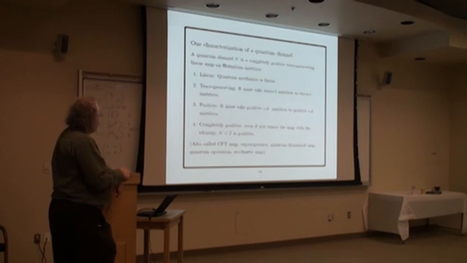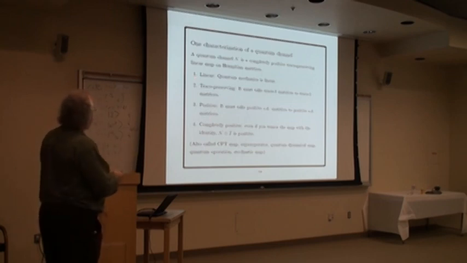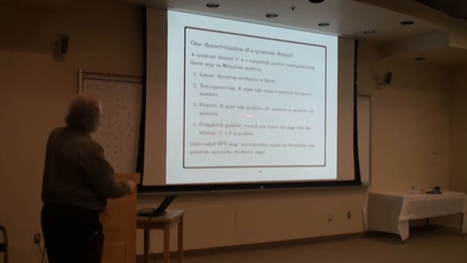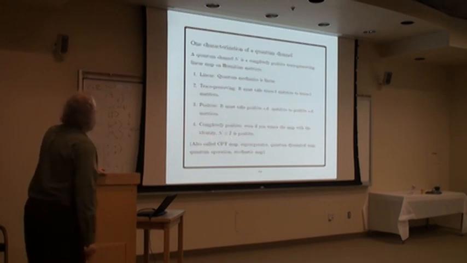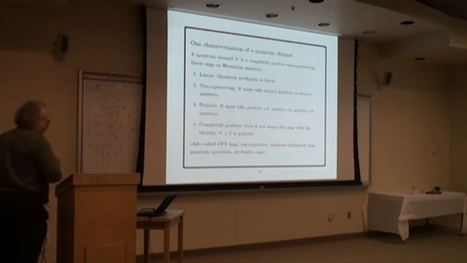Positive and completely positive. So if you look at the transpose, it satisfies the first three, but not the fourth one. So the transpose map is linear, trace preserving, and takes positive matrices to positive matrices. But if you tensor with the identity, it's not completely positive. So that's the example which says you need the complete positivity criterion.